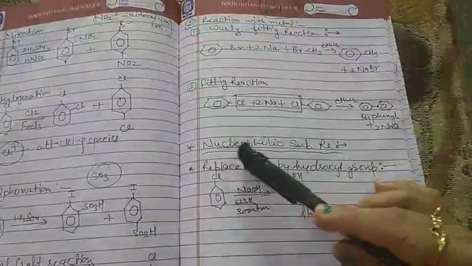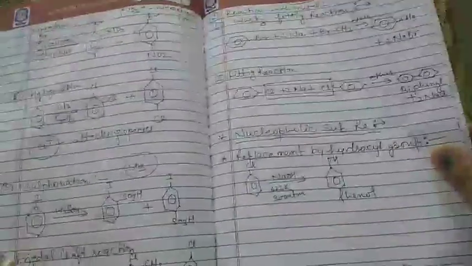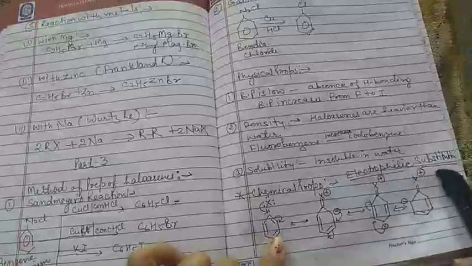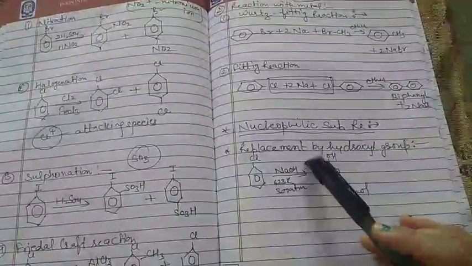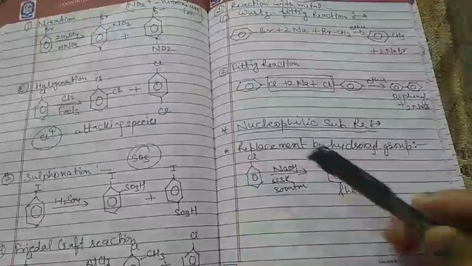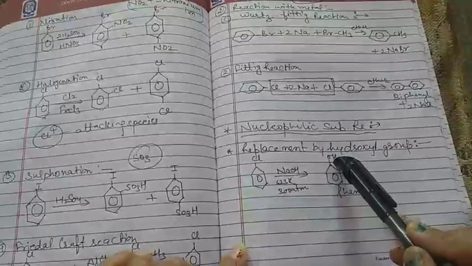The next type of chemical reaction is the nucleophilic substitution reaction. The mechanism of nucleophilic substitution reaction is the same, like the electrophilic substitution reaction. Both mechanisms are the same. Now under the nucleophilic substitution reaction, there is a replacement by the hydroxyl group. Hydroxyl group means OH group.